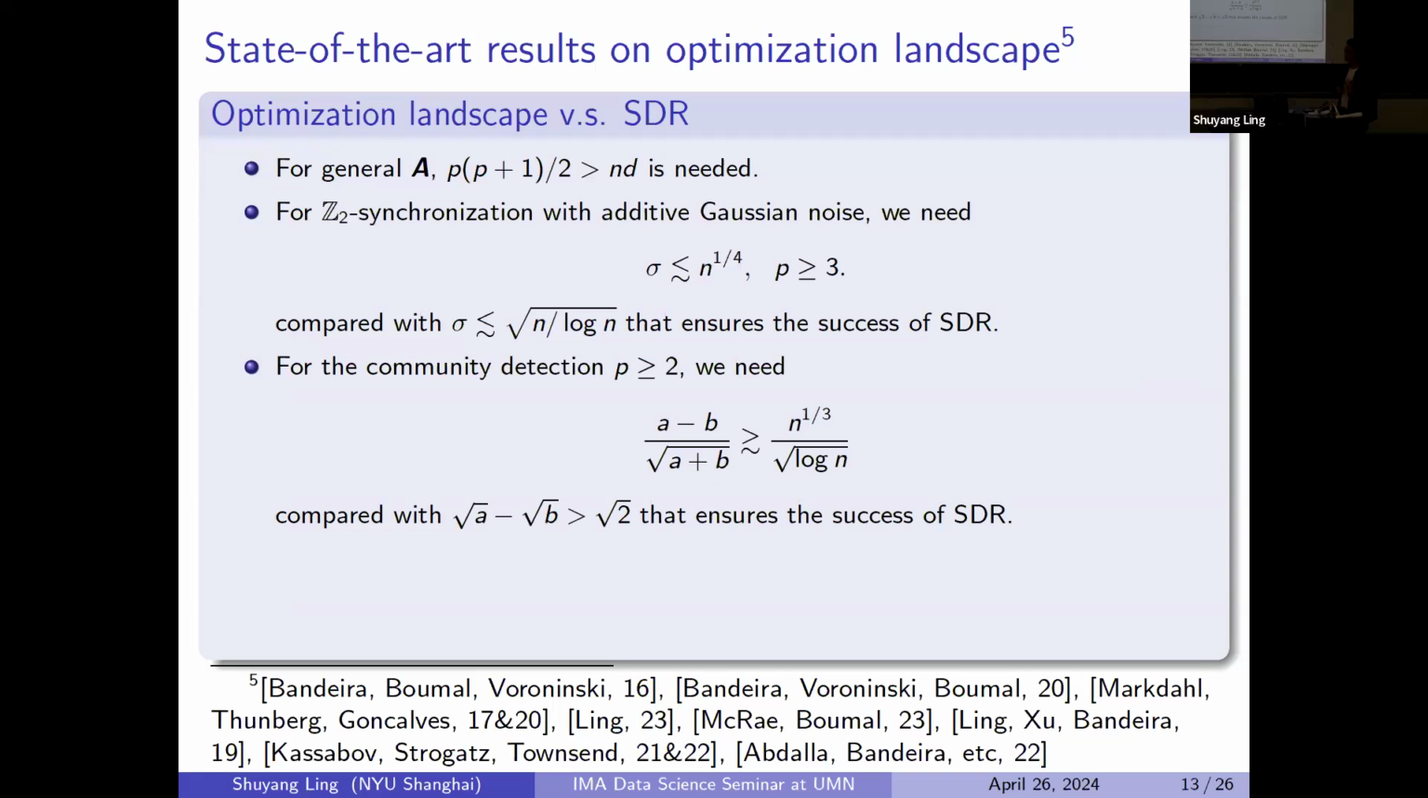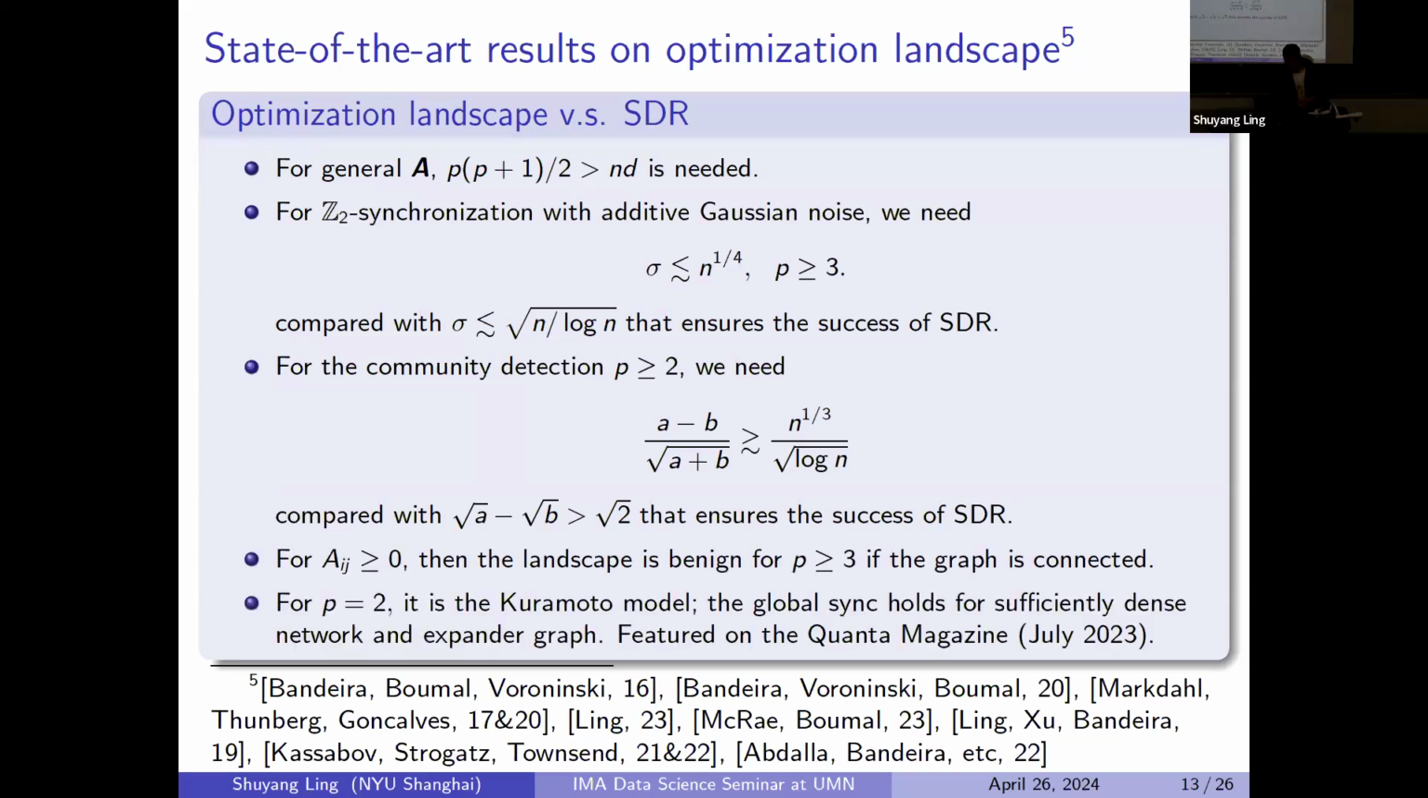For community detection, you have a similar thing. The optimal bound for the SDP is this, greater than square root of 2. And then if you look at the bound that you have so far for landscape analysis, you have this. So this part is almost the same as this. But here you can see there's an n to the power 1/3. Which means the SNR, the signal to noise ratio, has to be sufficiently large.